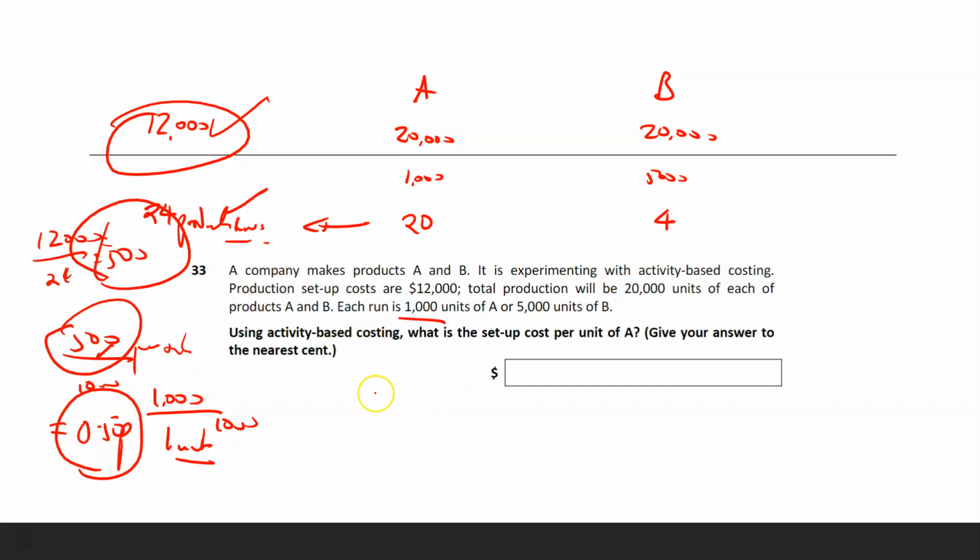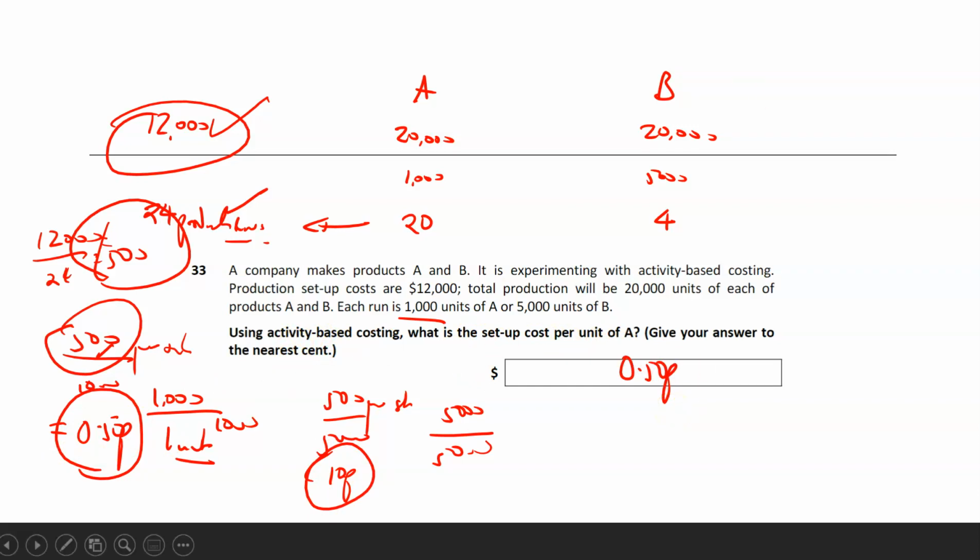If this question had been asking for B, it's £500 per setup and 5,000 units of B, so I would have divided by 5,000 and had 10p, 0.1, so 10p for B, but 50p for A. So the answer is 15p. Okay, cool, great. That brings us to about our 15-minute mark, and in the next video we'll tackle the next set of questions.